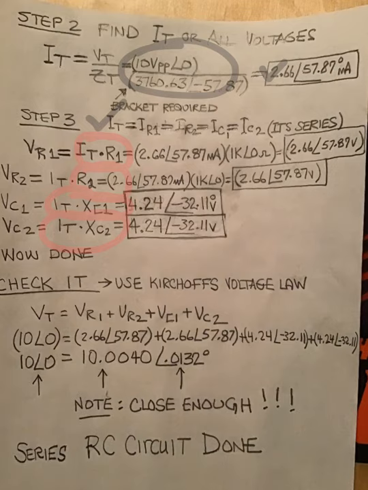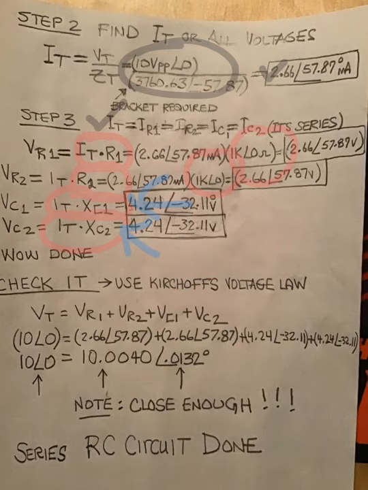Every time I compute with a resistor, I multiply by 1,000 ohms at 0 degrees. And every time I've computed the capacitance on the calculator, down here where the blue arrow is, I've taken the current at 57.87 milliamps and snuck in X sub C1 and X sub C2, both at negative 90 degrees. If you have any trouble, shoot me a message, but you should be able to reproduce step 3.